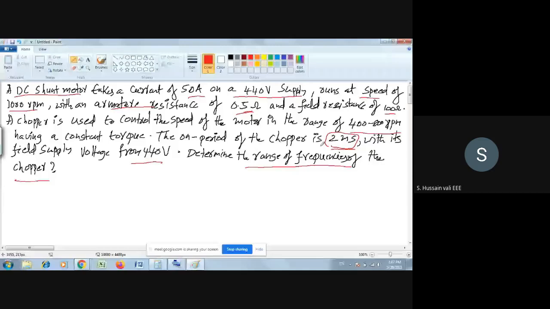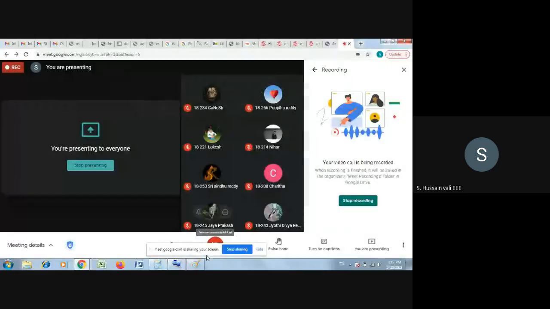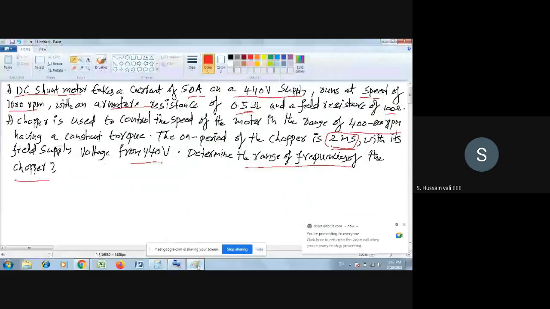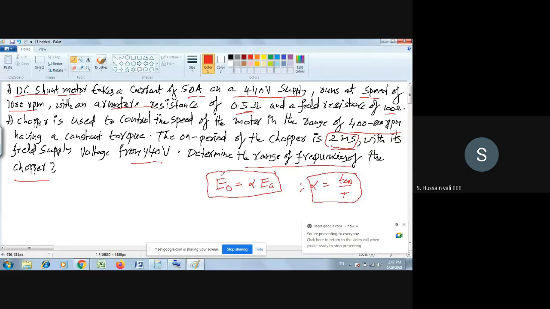See the class A chopper, that is this first quadrant chopper. One important thing you must understand in the first quadrant chopper is E naught is equal to alpha E A. This is the output voltage of the first quadrant chopper. What is alpha here? Alpha is equal to T on by T. Now you want to control E naught, then you have to control alpha. To control alpha, you have two options: either you control T on or you control capital T.